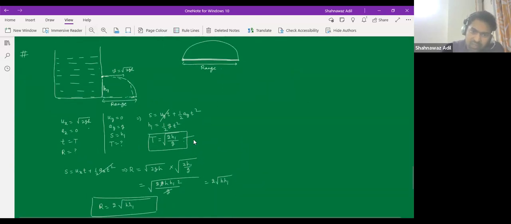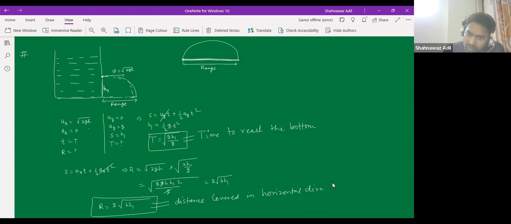This is the time to reach the bottom, right? And this is the distance forward in direction. Quickly note it down.